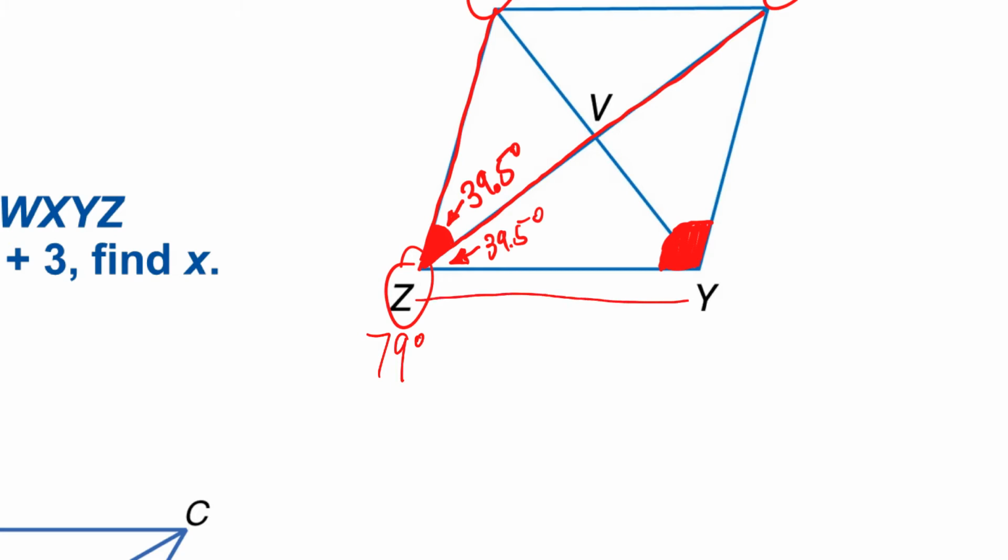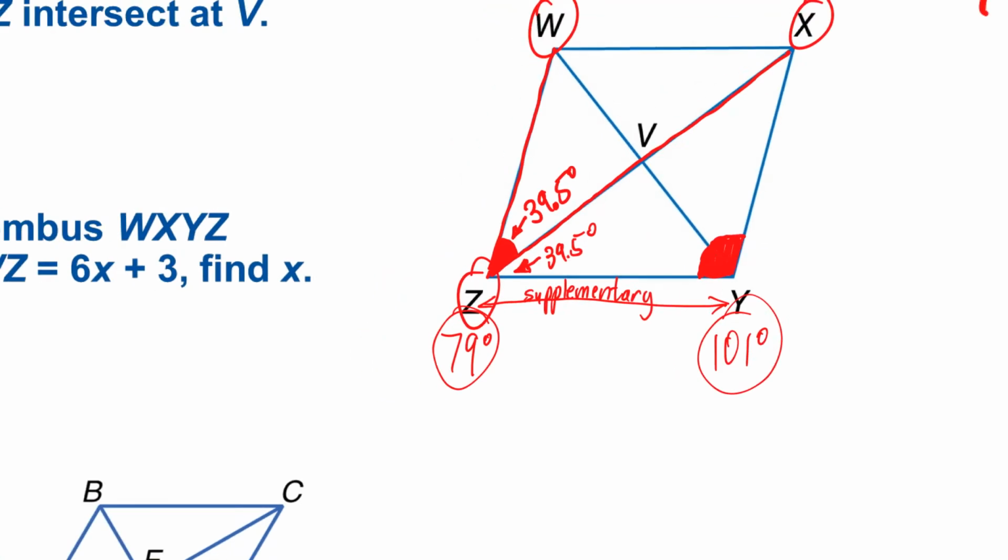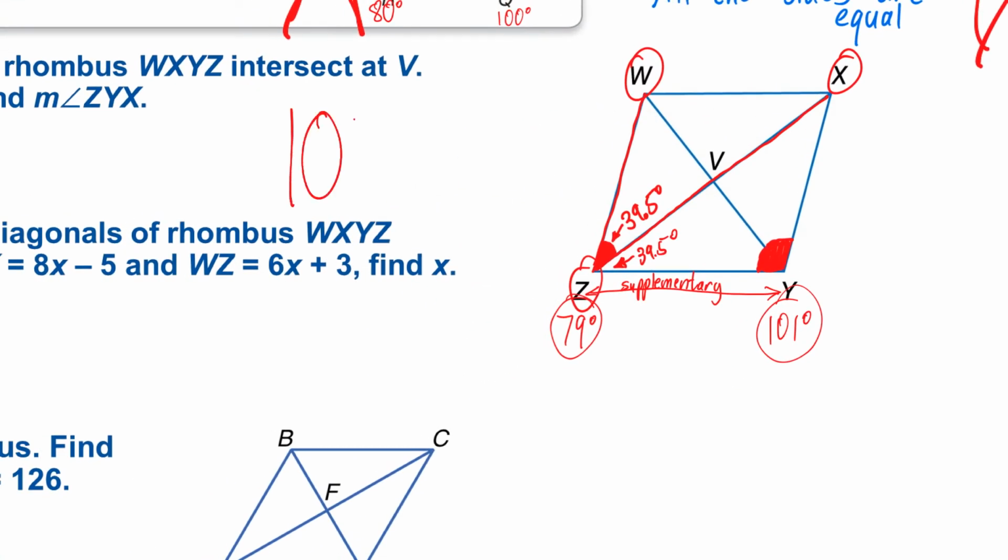Now, what do I know about these two angles right here? Okay, good. They are supplementary. They add up to 180. So if this angle is 79, how big is that angle that I'm looking for? 101. It's 101. Okay, so this angle is 101 degrees.